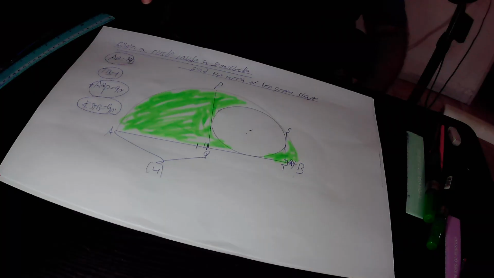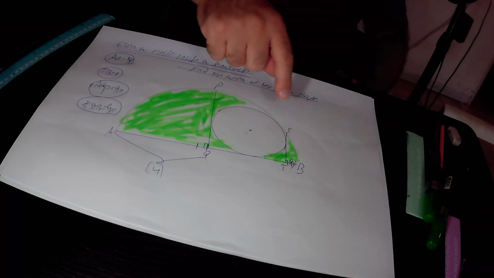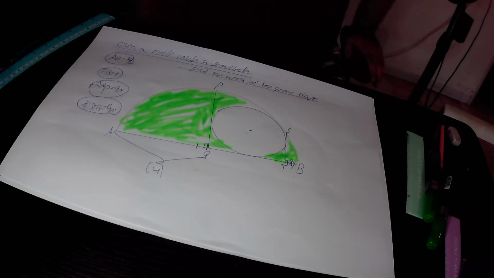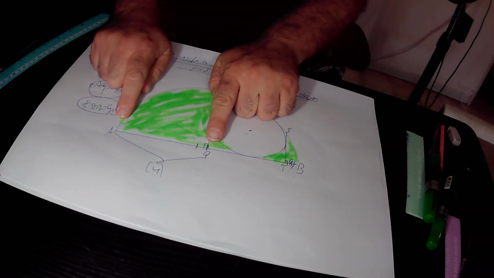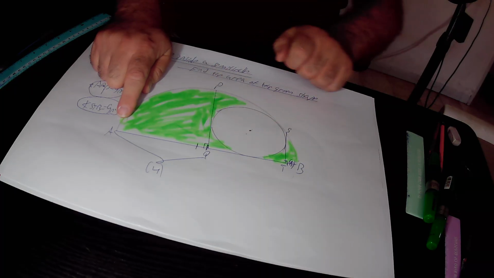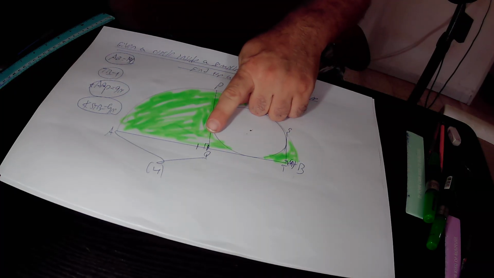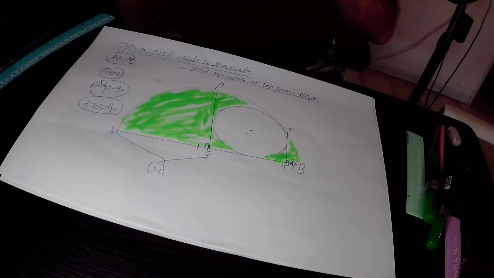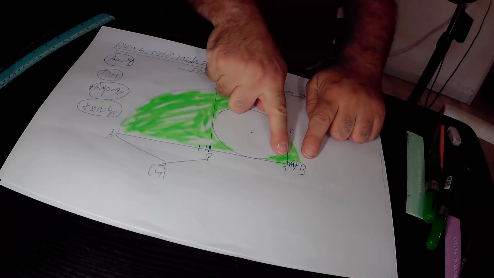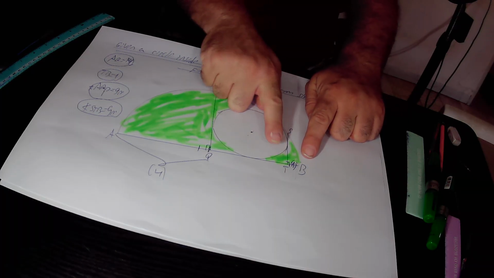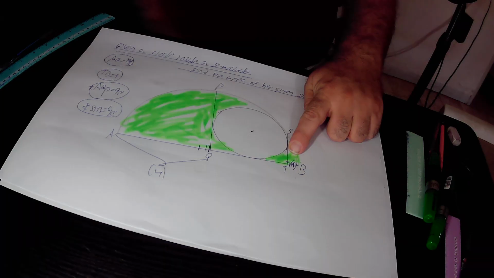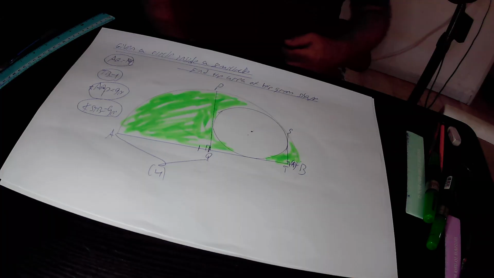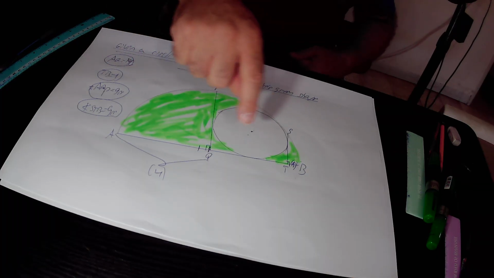In the drawing we have a circle inside this big semicircle. We know that this line segment AQ is equal to 4 units. This angle PQA is a right angle. This line segment TB is equal to 1 unit. This angle STB is a right angle. Again, our task is to find out the area of this green shape.